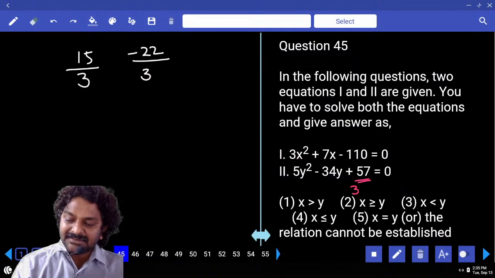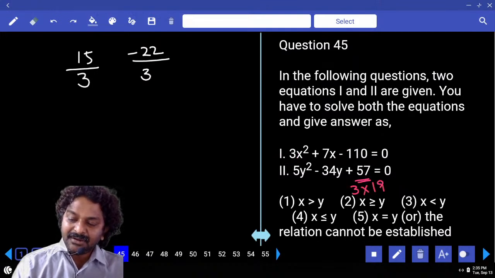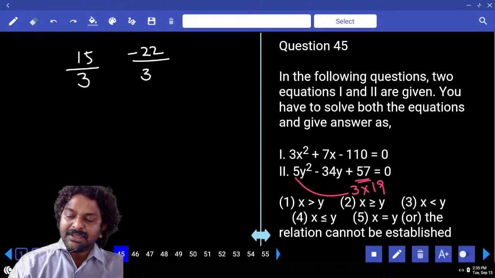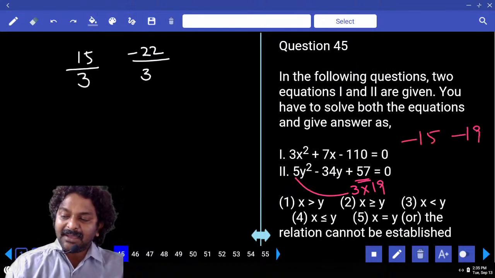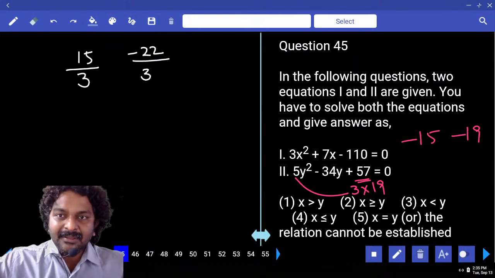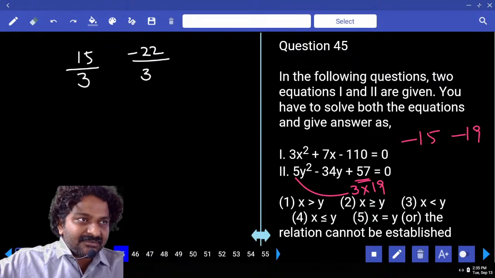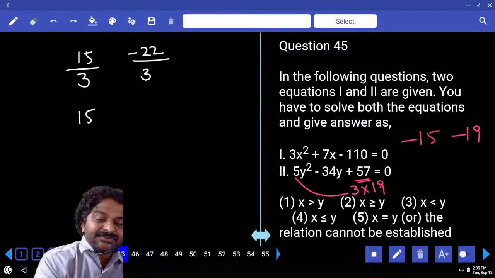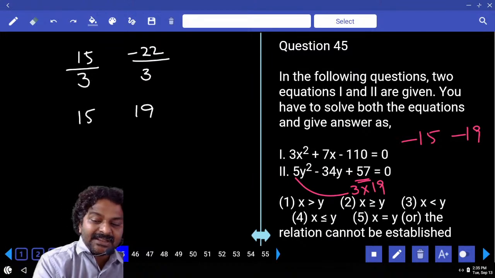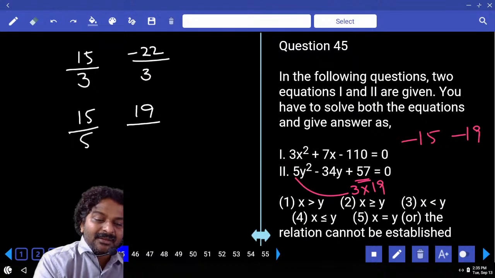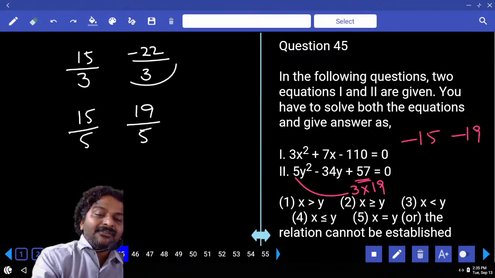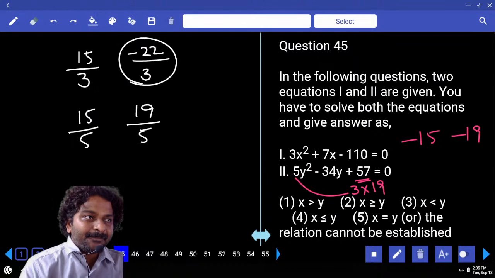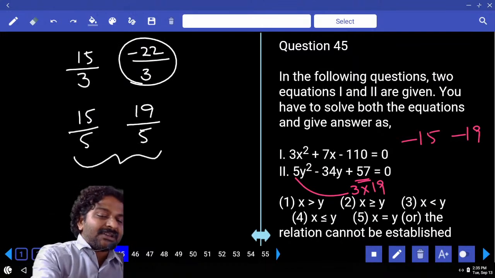57 can be written as 3 times 19. 5 into 3, 15, and 19. Minus 15 minus 19 is the combination. Product is positive and sum is minus 34. Then the factors are plus 15 plus 19 divided by the coefficient of y square, 5. First of all, x is a negative number. The y values are both positive numbers.